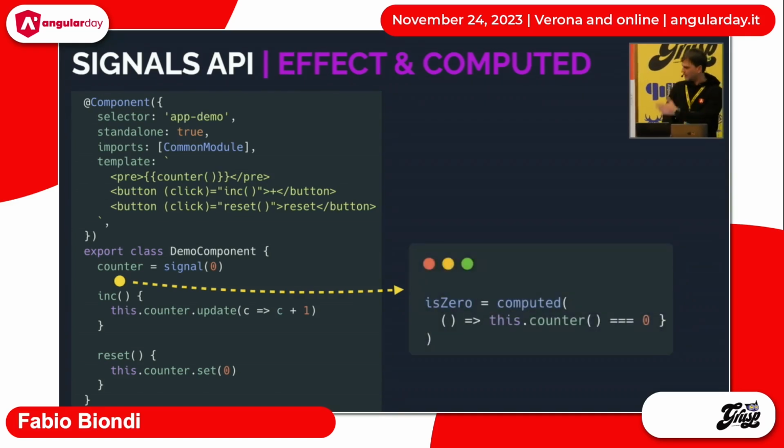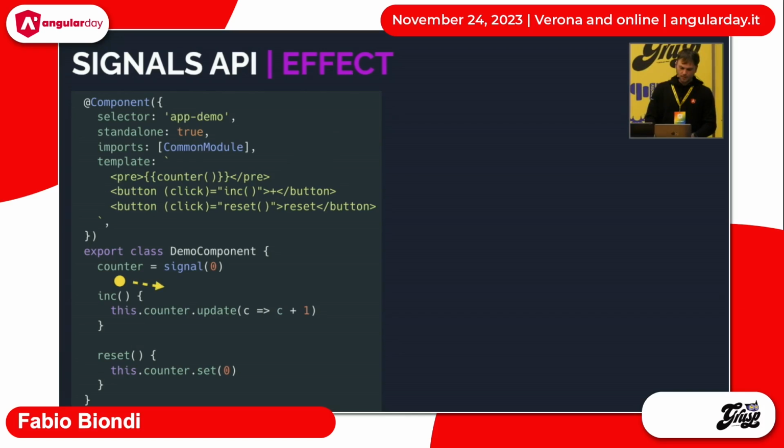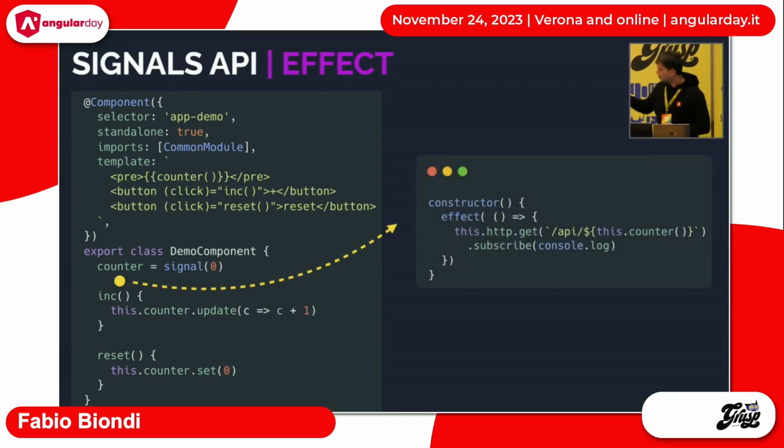We can create derived state, just like the computed, and we can use it here. Or we can use effect to, for example, run some side effect, save on local storage, make an HTTP call, and so on, when the dependency of the effect changes. By dependency, I mean the signal that we have used inside it.